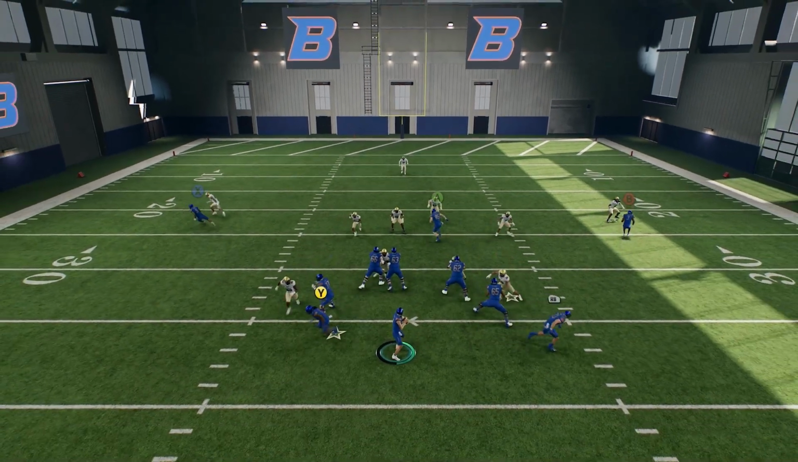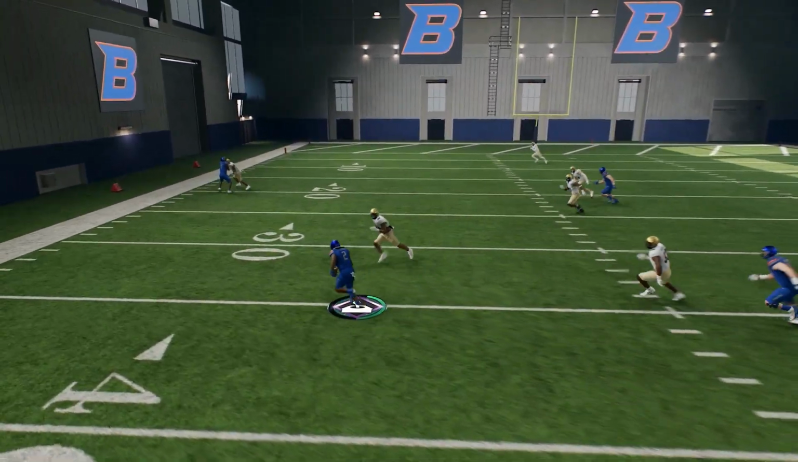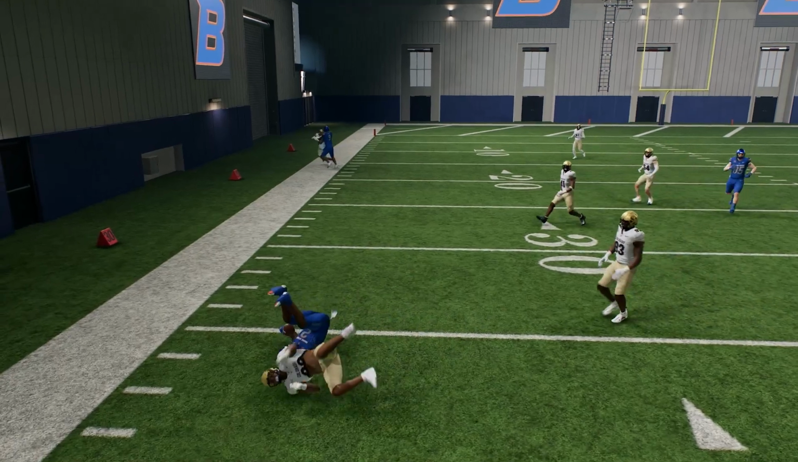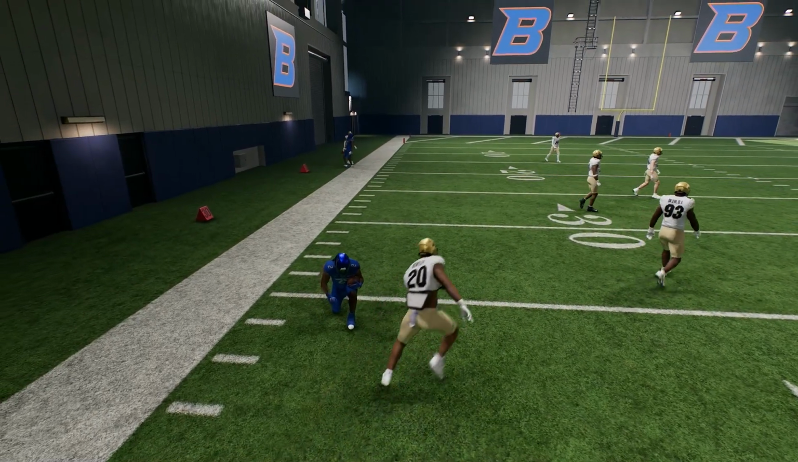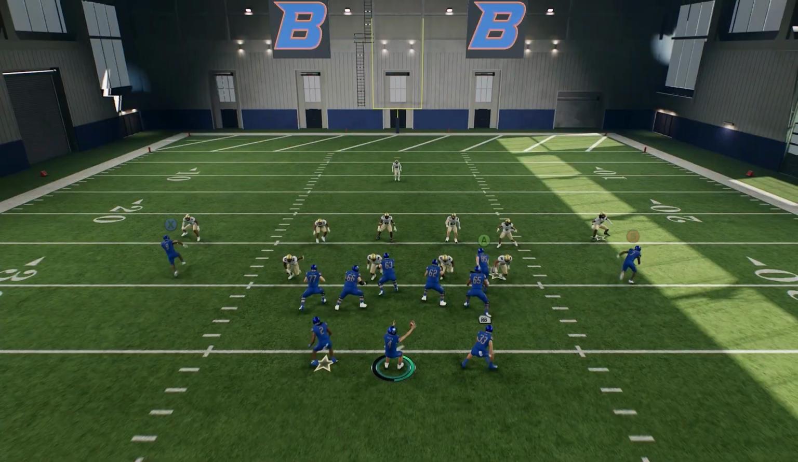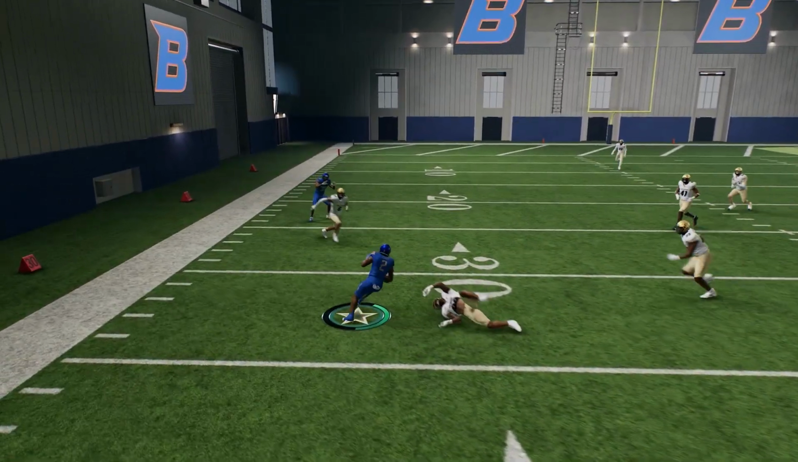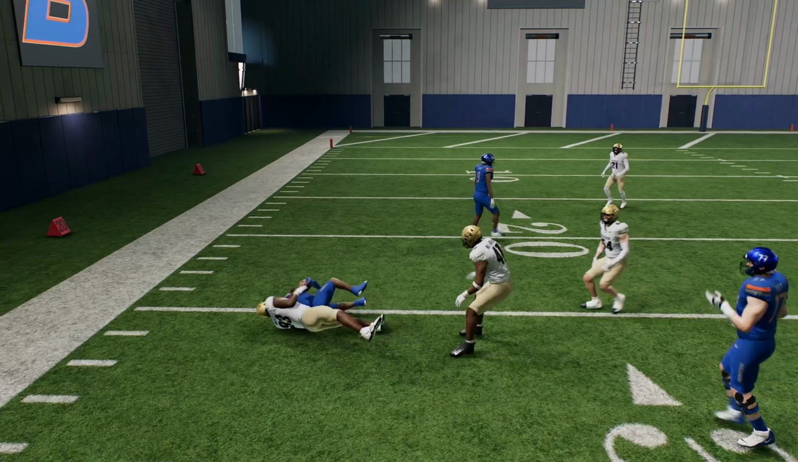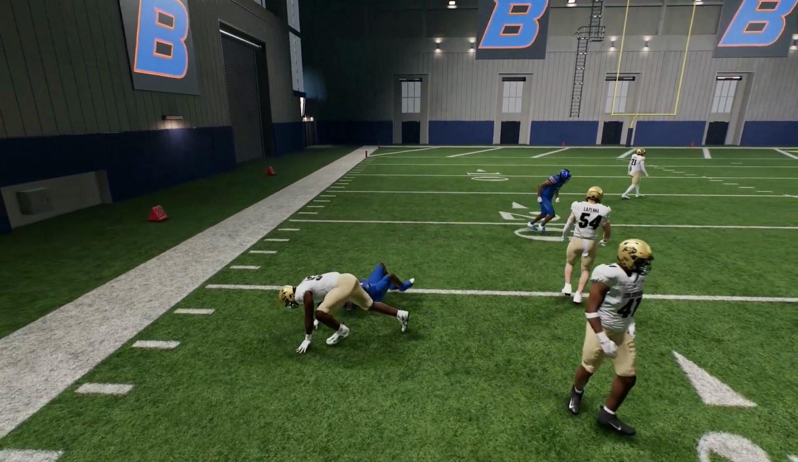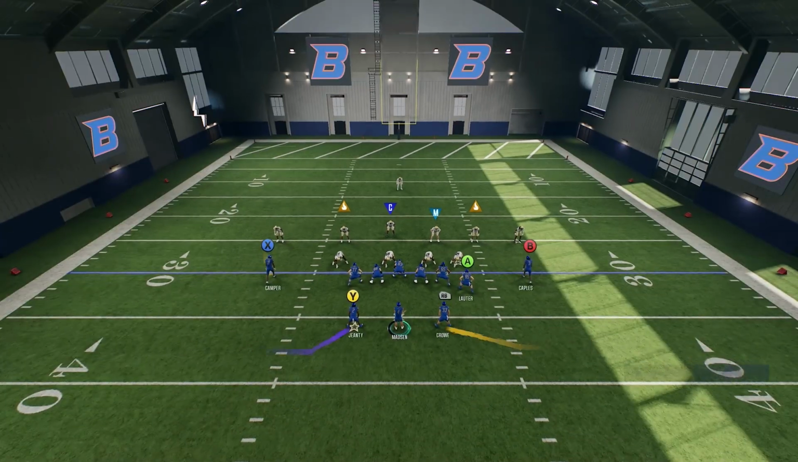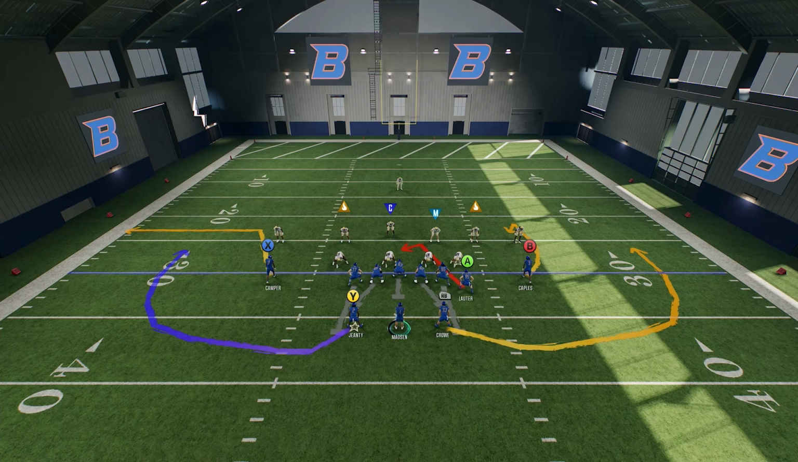So if I snap the ball, that guy stayed at home, so Jeanty ran that bubble route there. But like I said, if that guy was to crash and blitz, then Jeanty would pick him up. But again, that guy stayed at home, Jeanty runs the route. Broke that tackle like he's doing in real life, a beast. And so that's what it means whenever you see that C inside of a blue triangle.